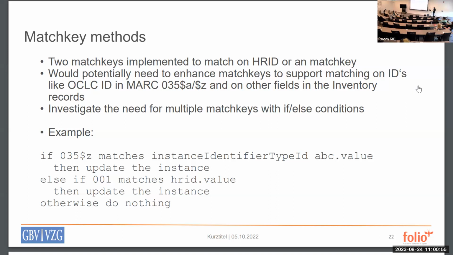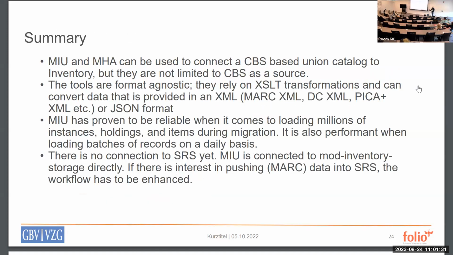So in this case, it would mean look at the MARC 035 subfield C, and if it matches a value in the instance identifiers with instance identifier type that you have specified for 035C, then update the instance. If there's no match, then please match on, for example, the 001, so the record identifier in the HRID field. Then update the instance, and otherwise do nothing. So and you can enhance such conditions as you wish.